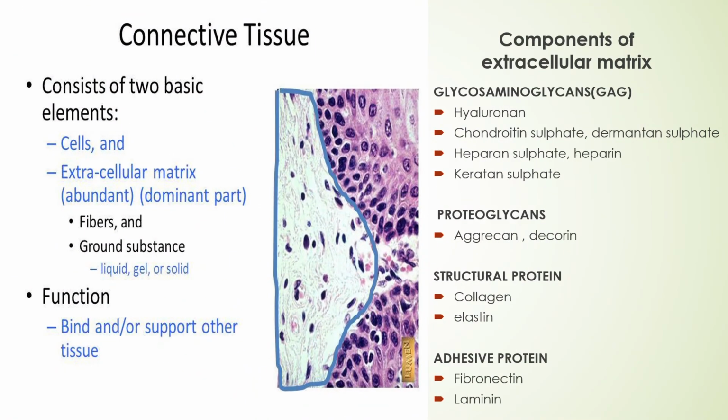Connective tissue. The connective tissue consists of two basic elements, the cell and extracellular matrix. And the extracellular matrix comprises the fibers and ground substances, which include the liquid, gel or solid. Functions of connective tissues include binding or supporting other tissues. Components of extracellular matrix include the glycosaminoglycans and the proteoglycans, structural protein and adhesive protein.